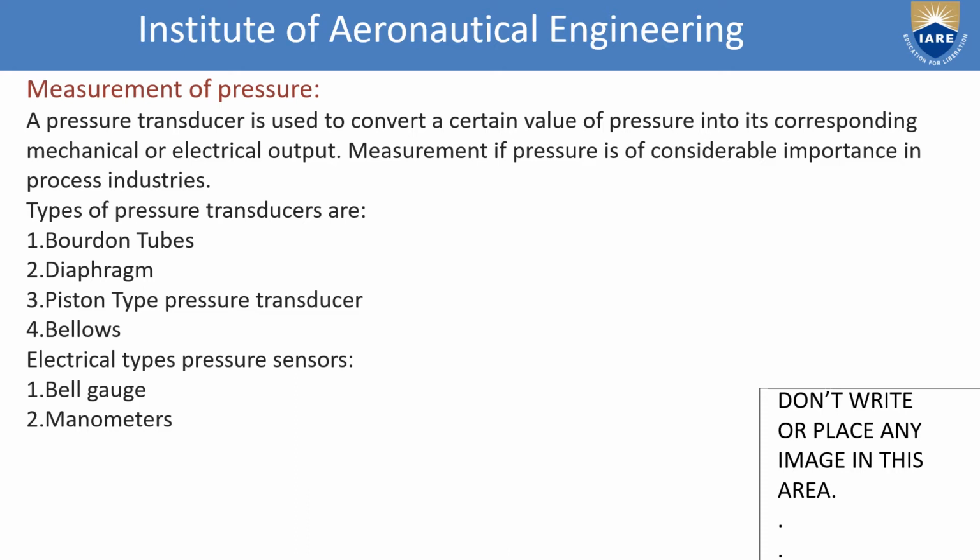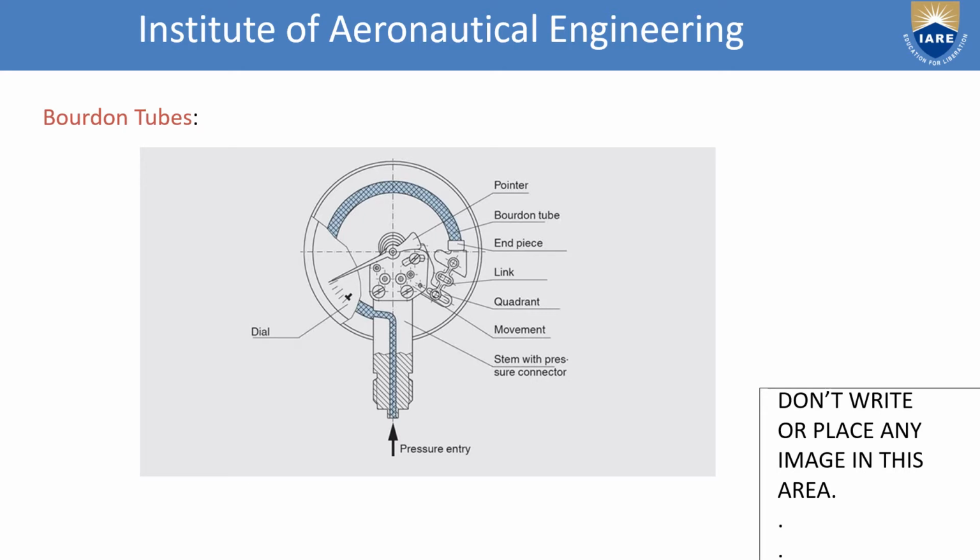Types of pressure transducers are Bourdon tubes, diaphragm, piston type pressure transducer, bellows, electrical type pressure sensors, bell gauge, and manometers. These are the following diagrams regarding the classification of transducers.